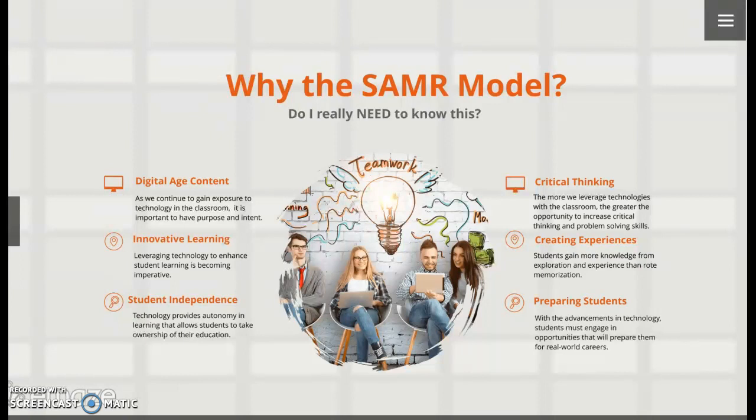Also, we are creating experiences for our students as opposed to just giving them information. So students are gaining more knowledge from exploration and experience than they are from rote memorization, which means that those paper pencil methods are not necessarily cutting it nowadays when students are so exposed to all this technology in many different ways, between technology at home, at school, and in the world around them. So finally, with the advancements in technology, students must engage in these opportunities that are going to prepare them for the real world careers that they're going to be seeing in the future.